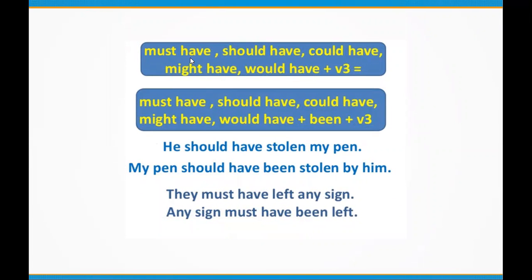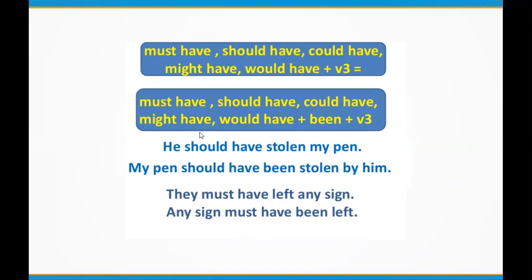Again, must have, should have, could have, might have, would have plus B3 equals must have, should have, could have, might have, would have plus been plus B3. Just we have to add been in the last. For example, in modals we have be, but in perfect we have to add been. For example, he should have stolen my pen. So my pen should have been stolen by him. They must have left any sign. Any sign must have been left.